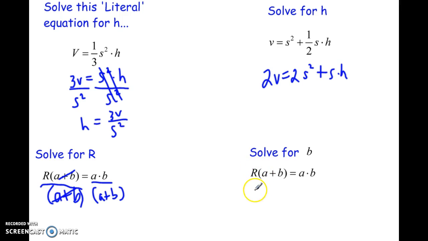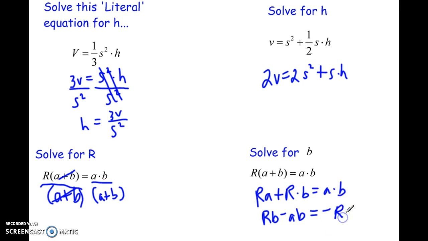So I'm going to have to distribute here, so I have r times a plus r times b equals a times b. I'm going to get this term over there and this term over there, so I'm not going to show my work here, but I think you'll follow. I have rb minus ab equals negative r times a.